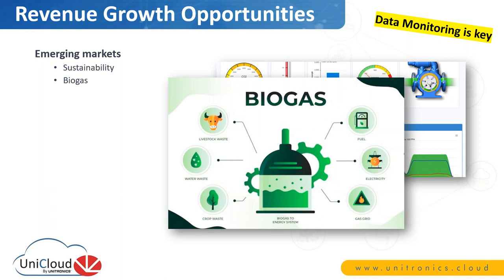Another similar market is the biogas market. It's part of the energy industry, and biogas is basically produced through natural decomposing of organic matter such as animal waste, food crops, or agricultural waste. A bacteria breaks down the organic matter and releases gas, which can be captured and used as a renewable energy source for heating, electricity generation, or fuel, for example. UniCloud enables the collection of critical data on the gas composition, temperature, pressure, and flow rates. The data can then be analyzed, providing important insights and facilitating optimization of the biogas production process.